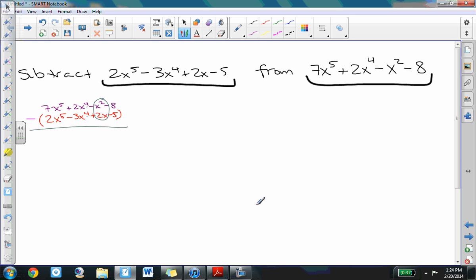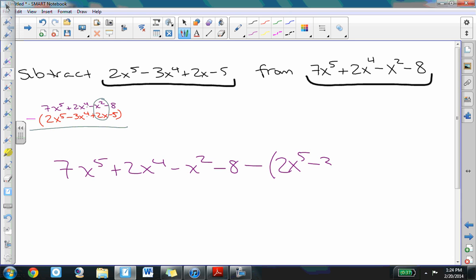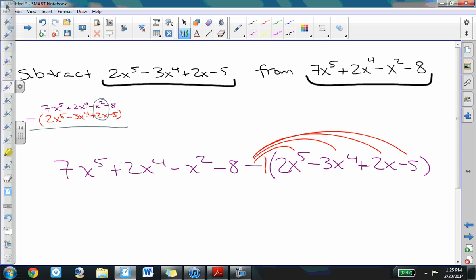All right, so we're subtracting the second one from the first one. So 7x to the fifth plus 2x to the fourth minus x squared minus 8. And subtract 2x to the fifth minus 3x to the fourth plus 2x, that's plus, minus 5. Now you've seen adding polynomials or combining like terms, which is exactly what we're going to do. But since we're subtracting this entire polynomial, we're actually going to need to subtract each term, which means we need to distribute this -1 to each term so that we take each one away.